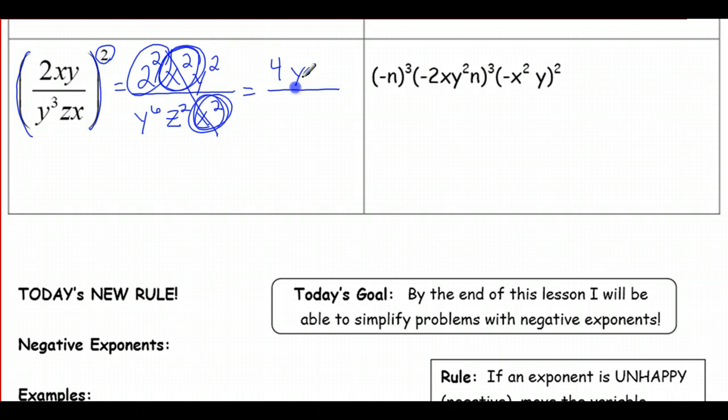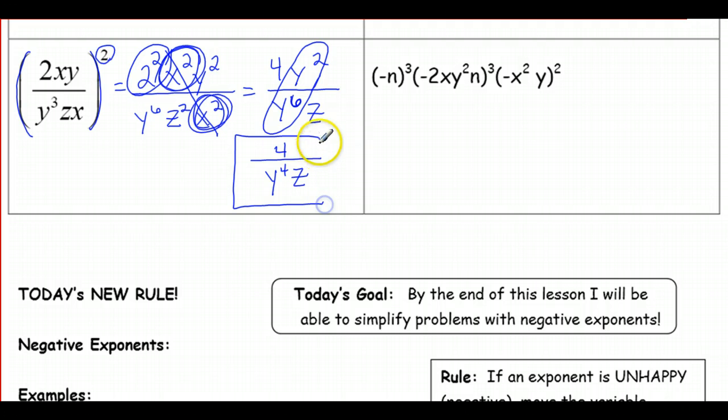Now I'm just going to, because it got a little messy, rewrite it. I now have 4y squared over y to the 6th z. Remember that when you have powers with the same base that are being divided, you subtract the exponents. So 6 minus 2 is 4. But remember that since 6 is bigger, our 4 y's that remain are going to be in our denominator. So our answer is 4 over y to the 4th z.